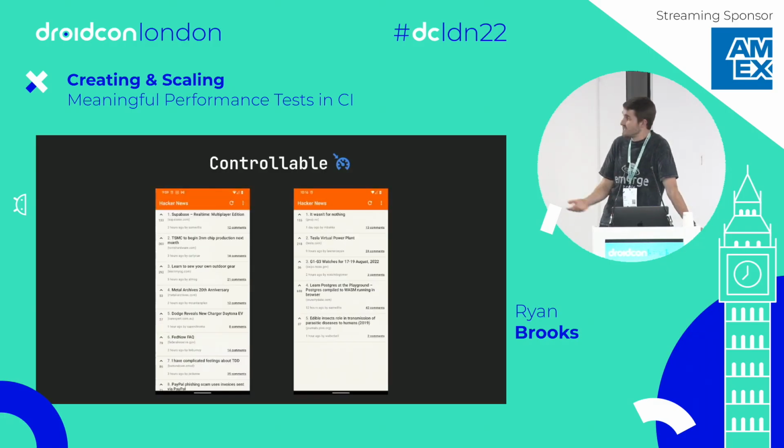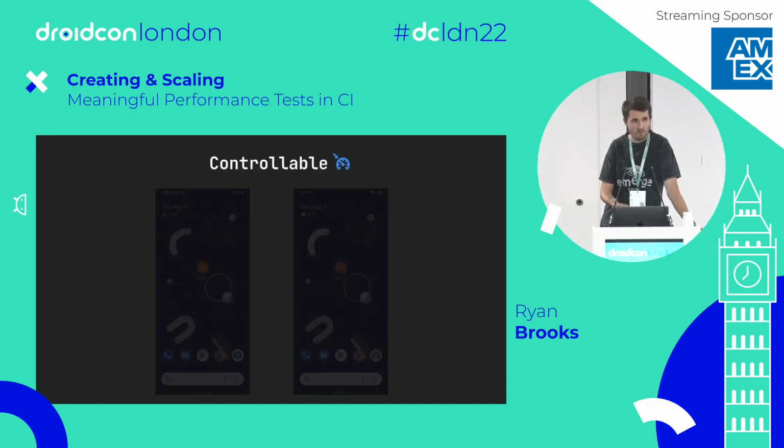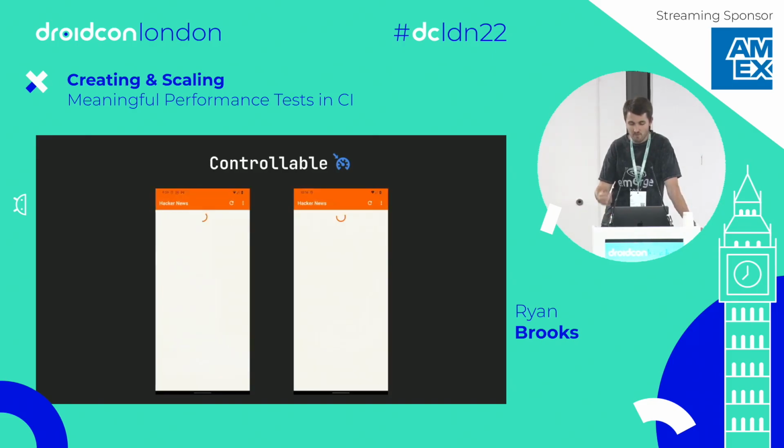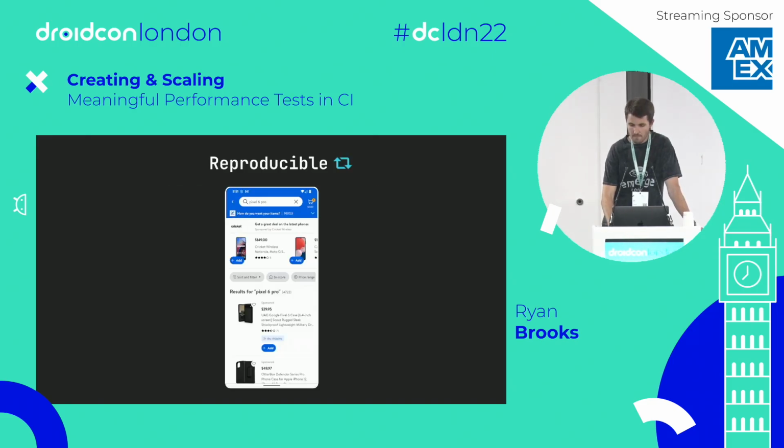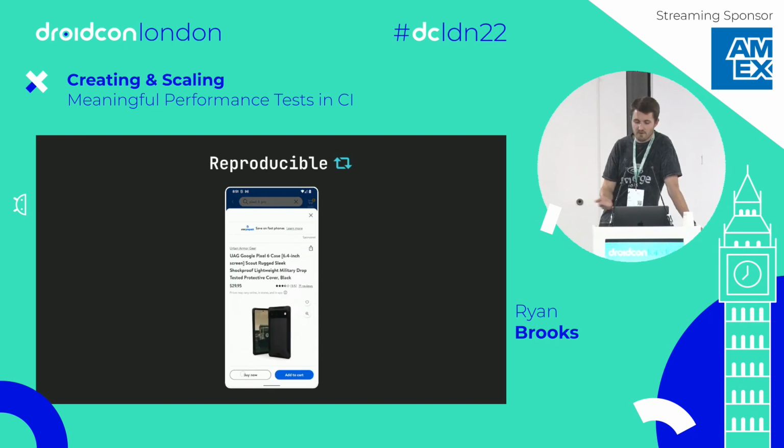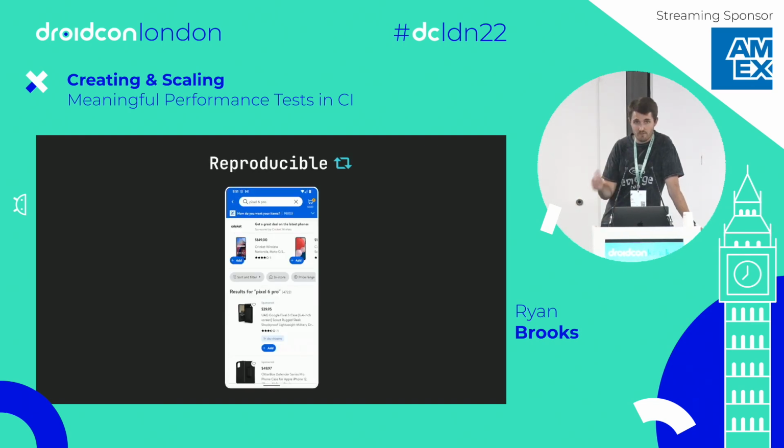There are, of course, ways that we can get around this, like mocking or replaying the network things, but we'll get into that in a minute. The second criteria for a good performance metric to record is that it's reproducible.